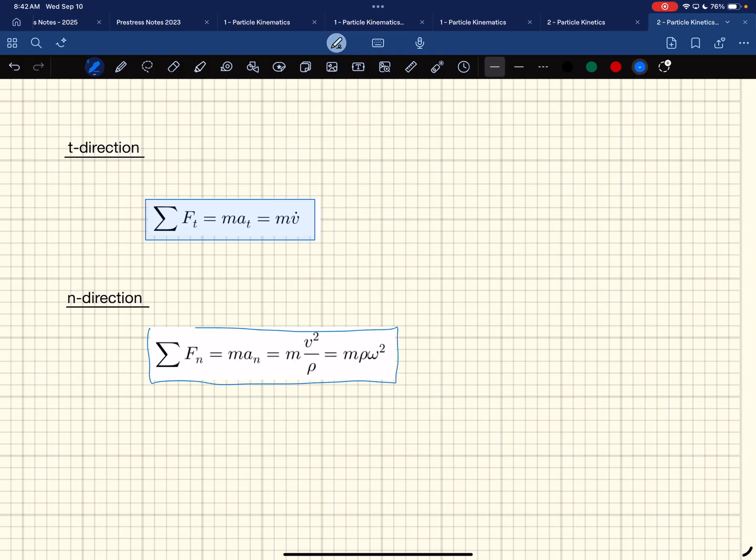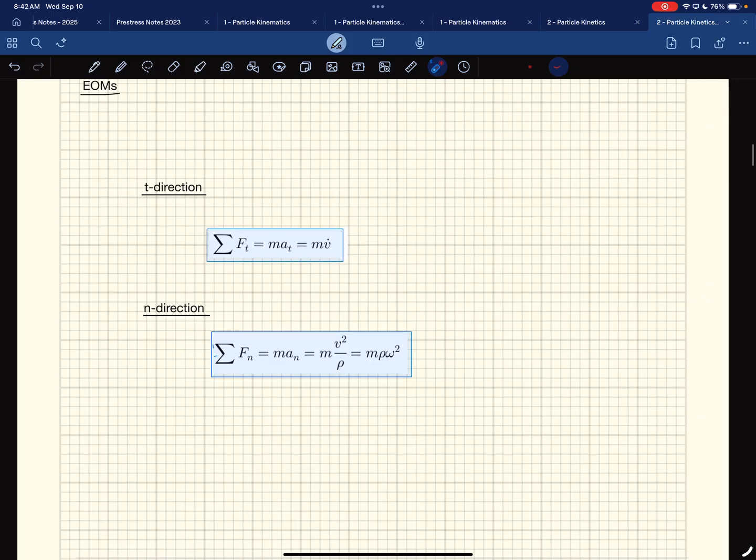So in your free body diagram, you clearly label where the n direction is and the t direction. And then I sum my forces in the n direction, or I sum my forces in the t direction, and then they're equal to the acceleration in those same directions. In the n direction, it's going to be mass times a_n, which is either v squared over rho or mass times rho omega squared. Okay, that's it. We're done with the derivation in those directions.